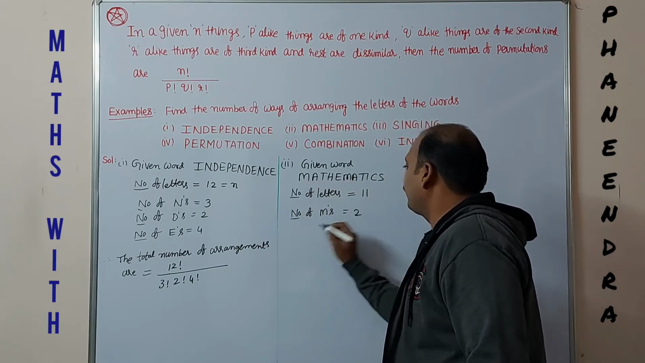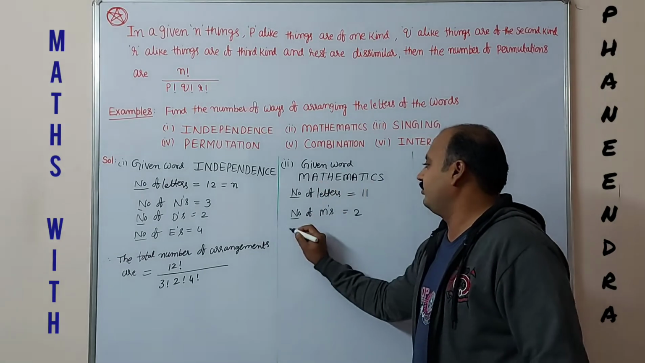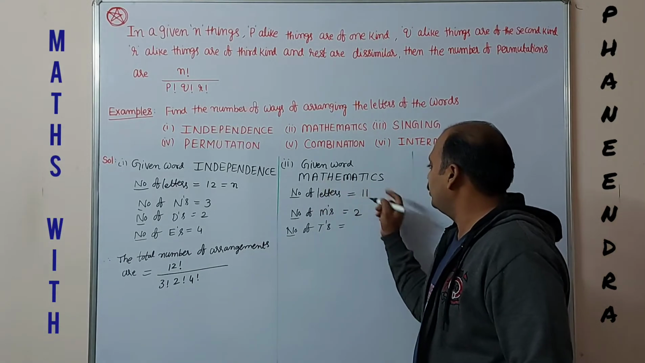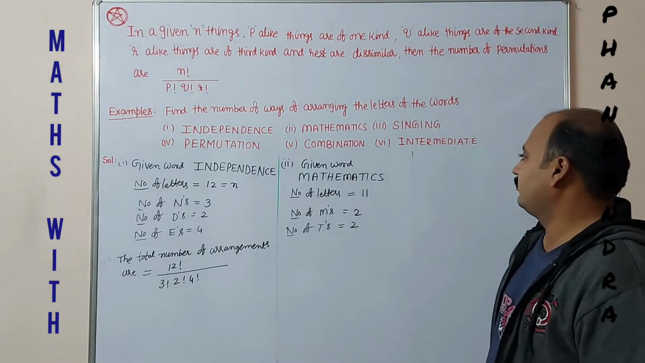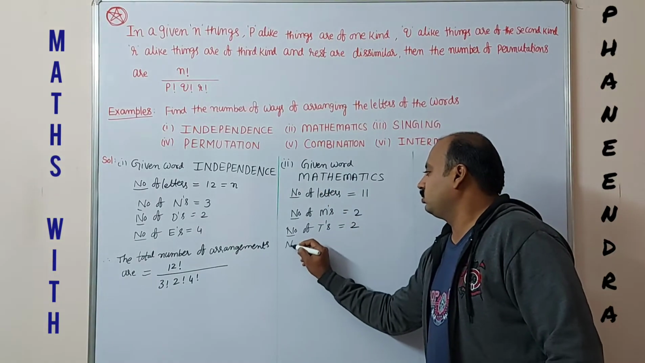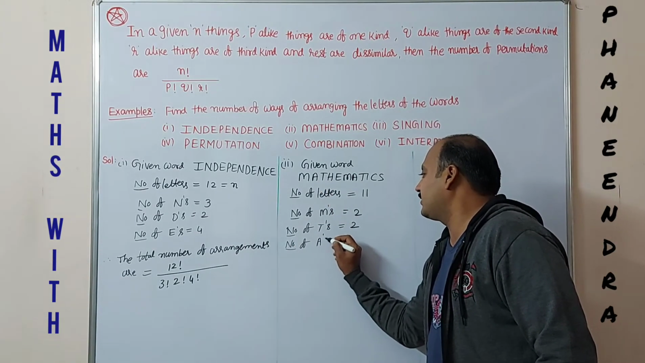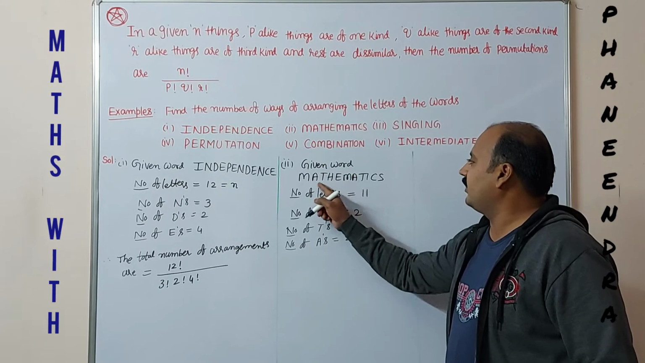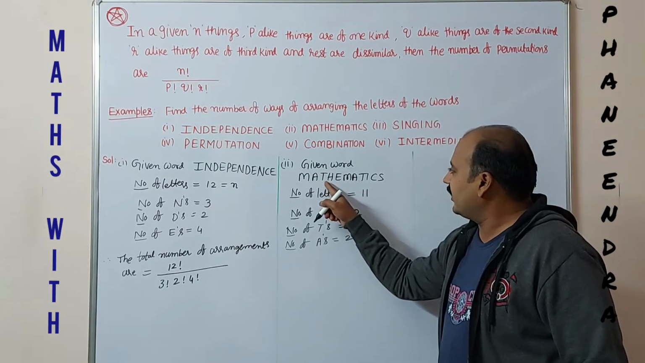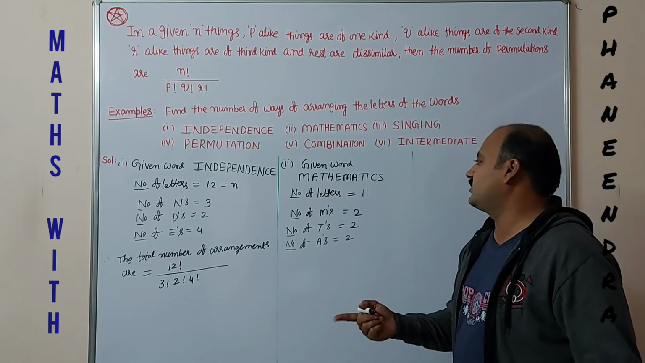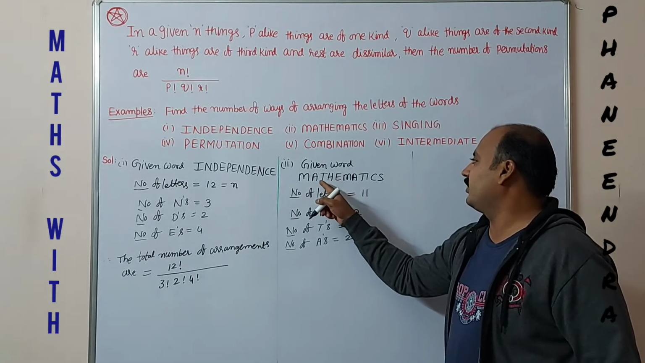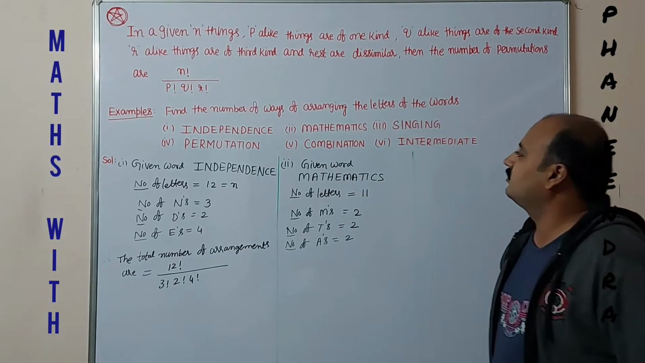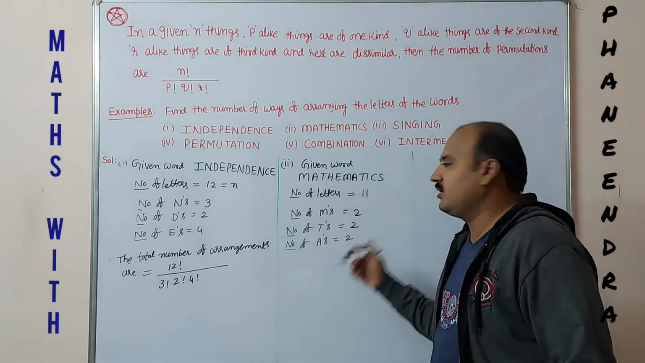1, 2. Next, T. Number of T's: 1, 2. Next, A also. Number of A's: 2. M over, A over, T also over. Next, the remaining residual are E 1, H 1, I 1, C 1, S 1. So here 5 plus 6, 7, 11.